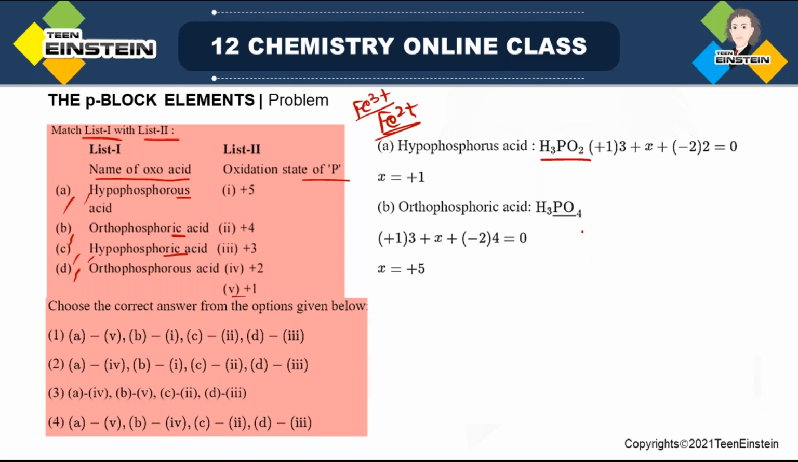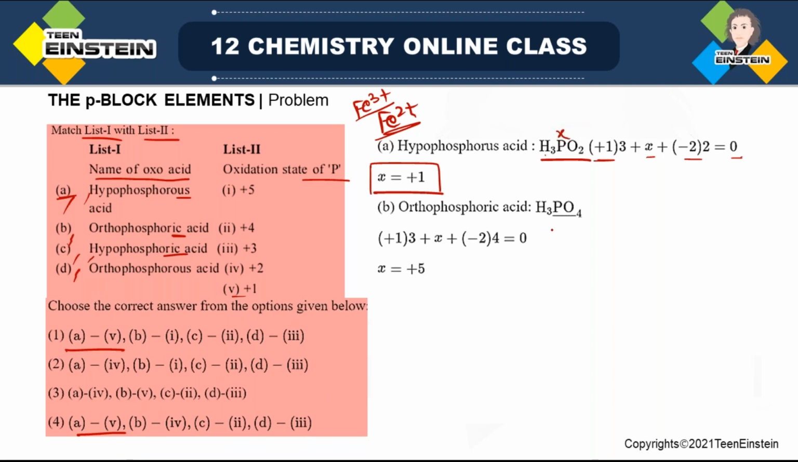Hypophosphorus acid is H3PO2. Here the oxidation state you can easily find out, but the formulas are not given, so you have to remember them. For 3 hydrogen it is 3 into 1. For phosphorus it is X, because that is the unknown value we are trying to find. And for 2 oxygen it is minus 2 into 2. Overall charge is 0 because it is a neutral molecule. So from this you can understand the X value will be plus 1. So A is related to 5. Now A related to 5 you can find in option 1 and option 4. So you can easily cancel out the second and third options.